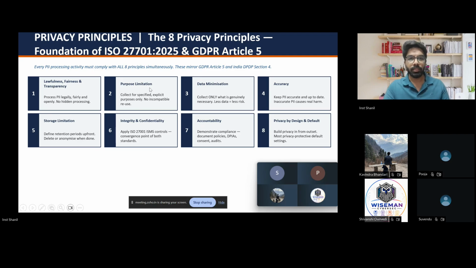Second one is purpose limitation. Collect for specified, explicit purposes only, no incompatible reuse. If you remember, I was talking about the consent page on every website, the cookies page. So whenever you open any website, you get a cookie pop-up, right? Accept cookies, reject cookies. Whenever you get time, just open the cookies and read the contents on any website. It will talk about all the consent which the company is obtaining from you to use your personal data, your email ID, in marketing. The moment you click on accept cookies, they will record it as your consent, that you have provided consent to use your data in marketing or in sharing with third parties, right?